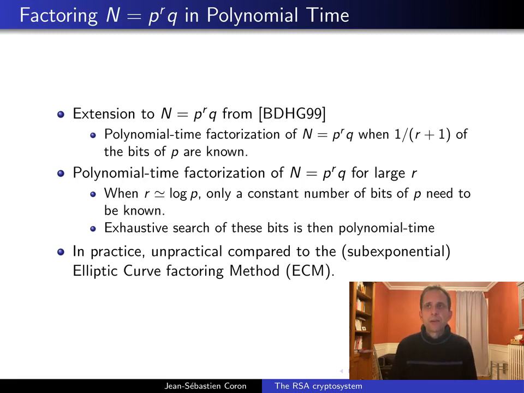But actually in practice, even for very large r, this is always impractical compared to the elliptic curve factoring method, which takes sub-exponential time to extract a prime factor p, but which is always faster in practice.